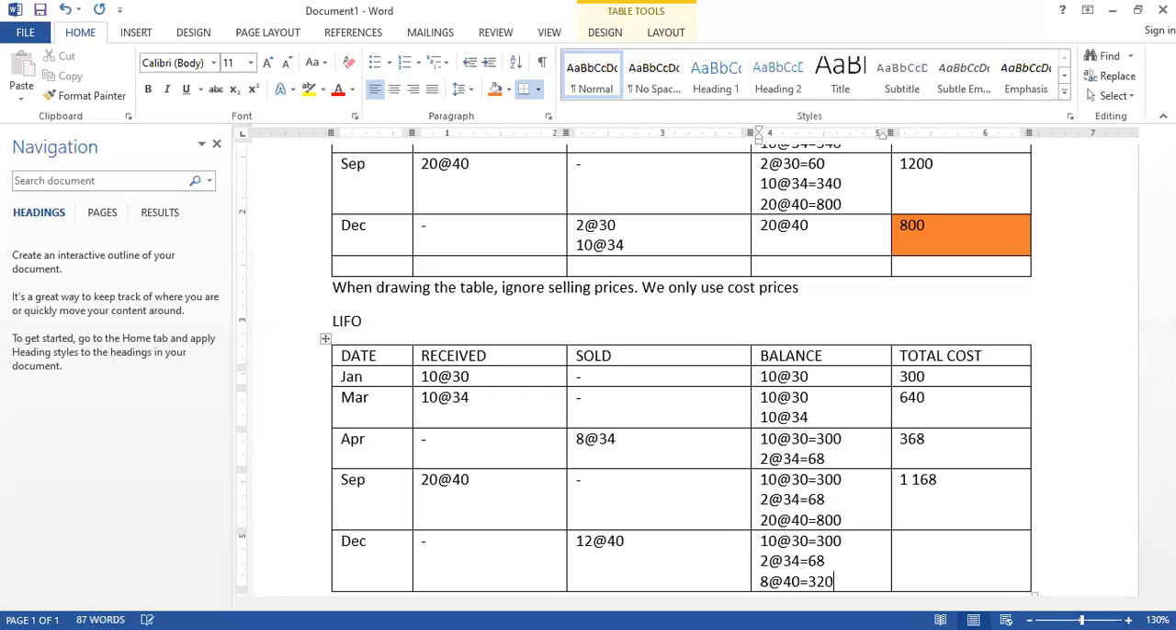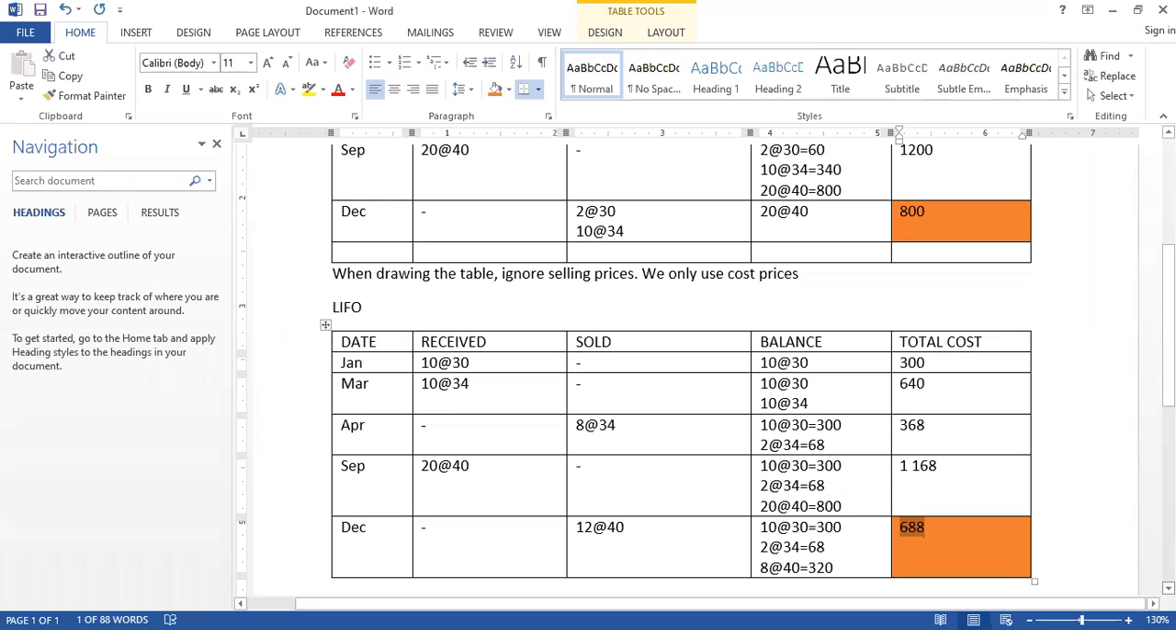So what will be our total cost, our closing inventory? It's 300 plus 320 plus 68, which will give you 688. So 688 will be your closing inventory for LIFO. Last in, first out: you issue out starting from the bottom going up. First in, first out: you issue out starting from the top going down.